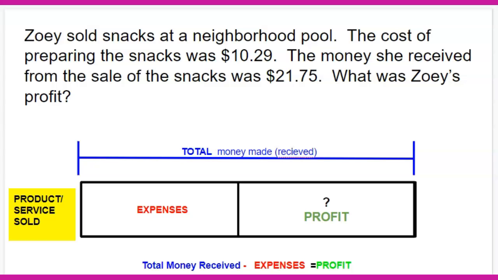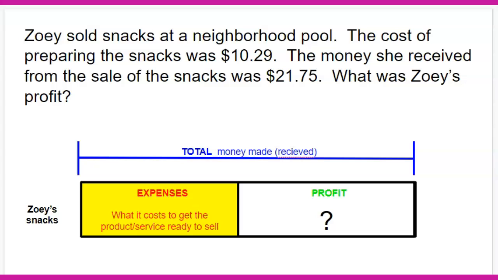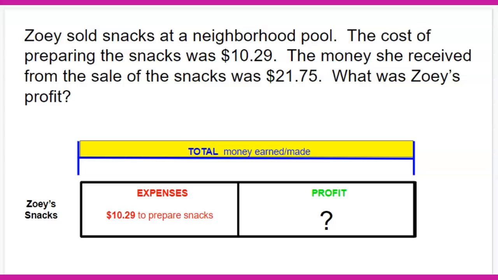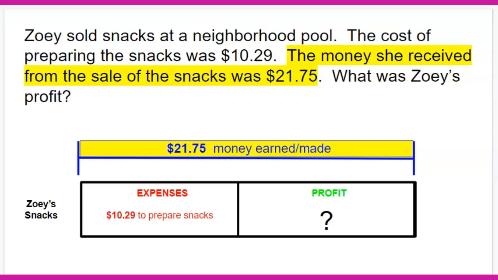What is the product or service that was sold at the pool? The product that was sold were snacks. We will now calculate expenses. How much did Zoe have to spend to make the snacks? Zoe spent $10.29 to make the snacks. From the word problem, we also know the total money earned or made. What is the total amount of money Zoe received from selling the snacks? Zoe received $21.75 from selling all her snacks.